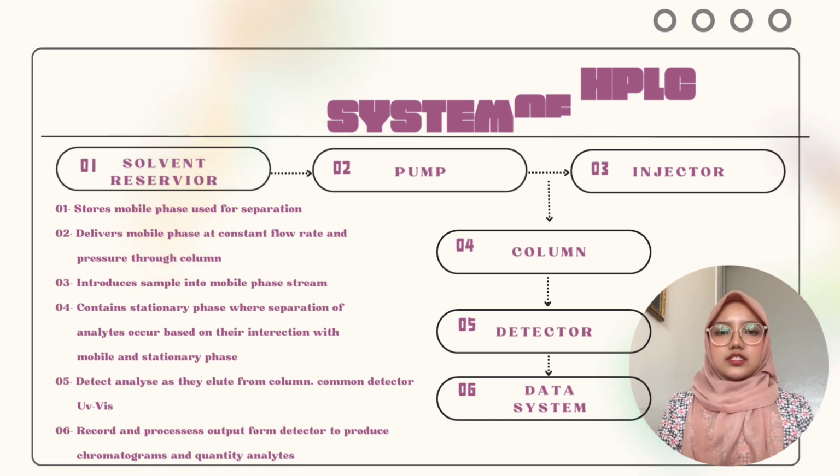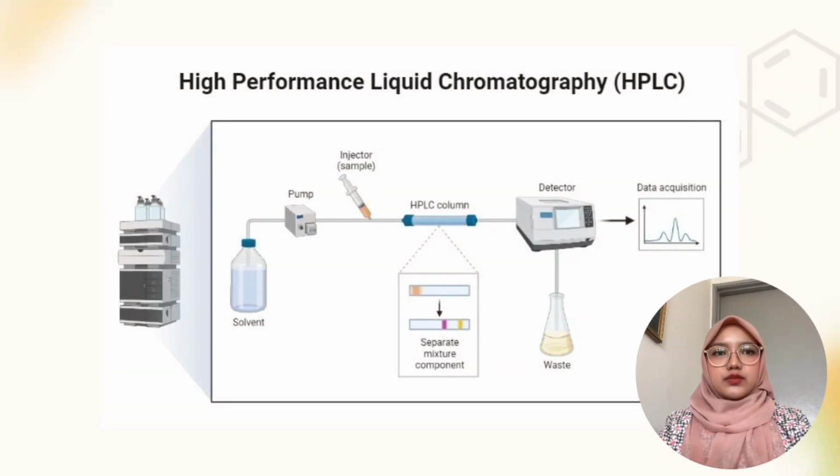The diagram shows the HPLC workflow, starting with the solvent reservoir holding the mobile phase, which is pumped through the system. The injector introduces the sample into the flow, directing it to the HPLC column where components are separated. The detector identifies and measures the separated components, sending data to the data acquisition system for analysis, while waste is collected.